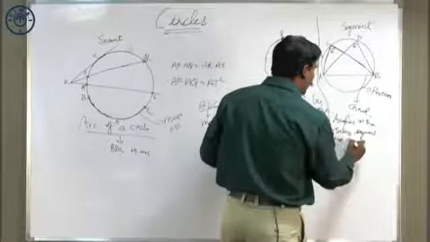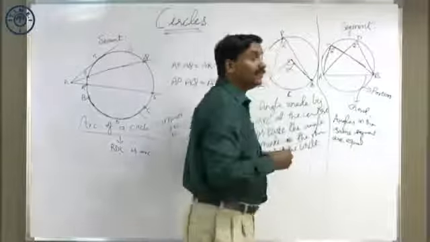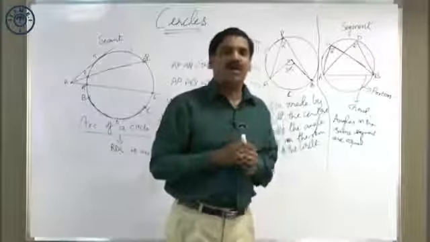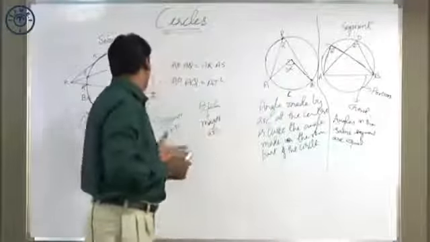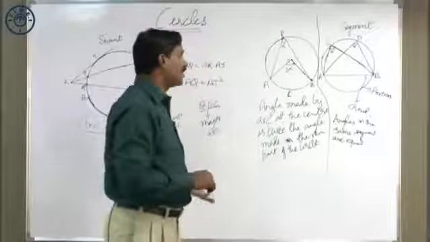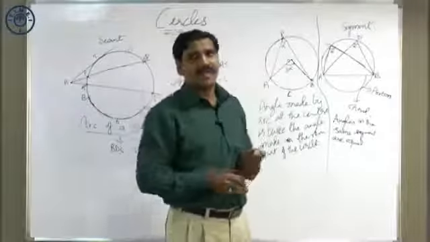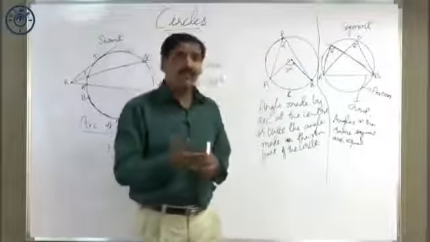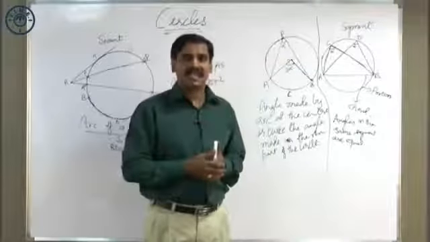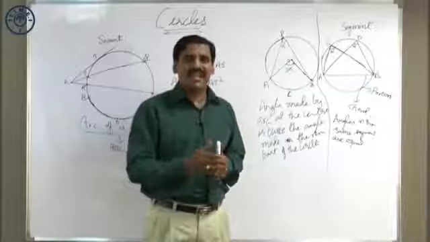So till now, our focus has been on understanding what a chord is, what a tangent is, what a secant is, what an arc is, and what a segment is. Let us look at one more small important theorem that we should know about circles, known as the alternate segment theorem.